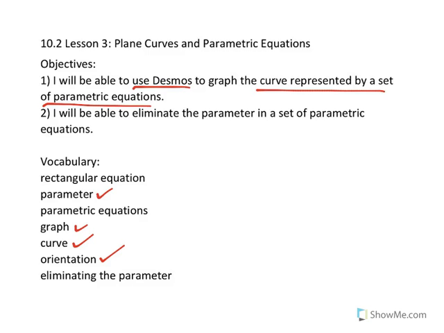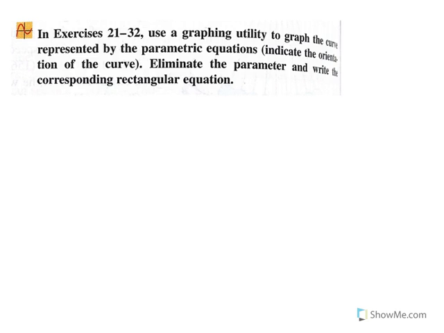And if the set of parametric equations represents an object that's in motion, it could also tell us where the object is at a particular time, as we will see in one of our lessons. Today, eliminating the parameter. So the instructions that we have are: use a graphing utility. We'll use Desmos to graph the curve represented by the parametric equations, indicate the orientation of the curve, eliminate the parameter, and write the corresponding rectangular equation.